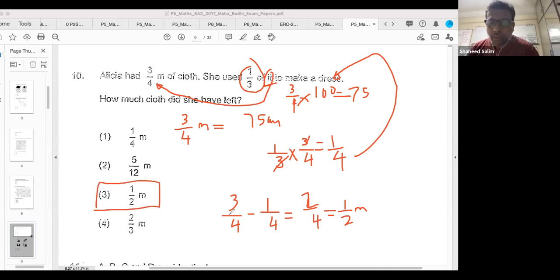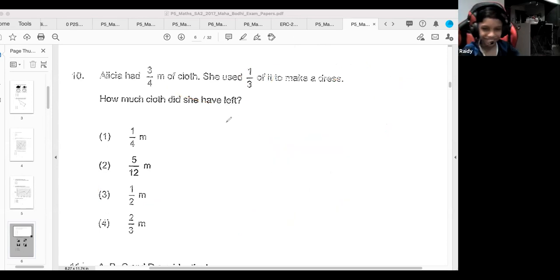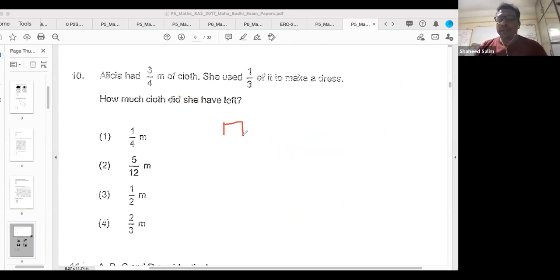But how to understand this one? I'm going to show you now down here. This is 1 quarter, 2 quarter, 3 quarter cloth. She used 1 quarter, so she's left with 2 quarter. Can you understand this one or not? This is another way of explaining. I'm going to explain different ways to you.